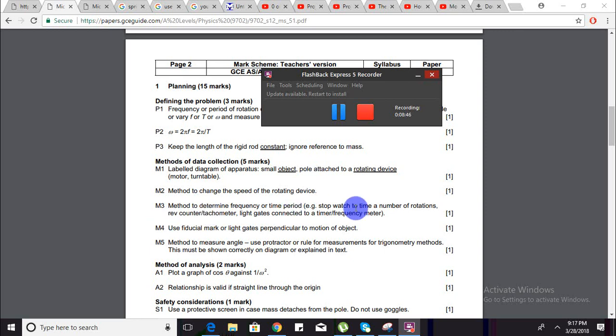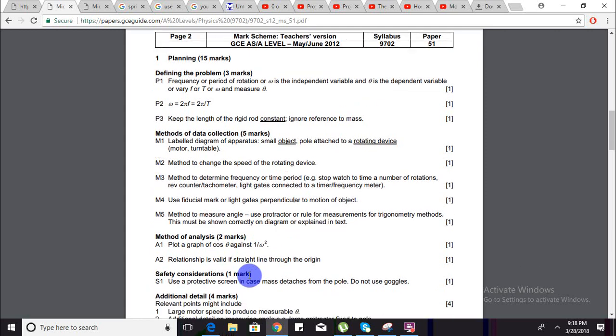To determine the frequency, stopwatch to time a number of oscillations. Revolution counter, tachometer, light gates connected to a timer, frequency meter, whatever. Use of fiducial marker, I believe I mentioned that. On light gates perpendicular to motion of object, so you know when one complete oscillation has been achieved. Method to measure angle, use of protractor or rule for measurements, or trigonometry method. So plotting a graph as mentioned.